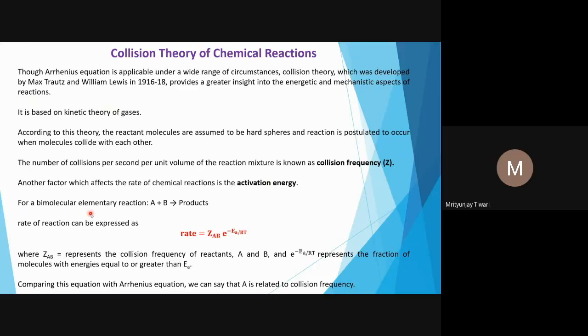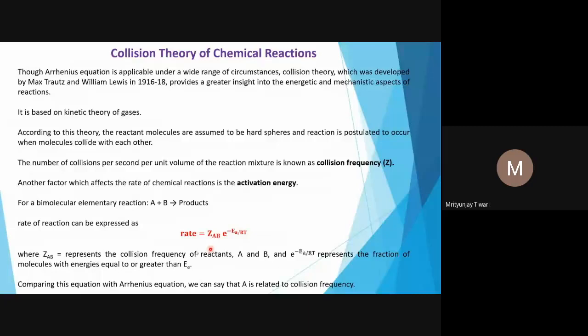So for a bimolecular elementary reaction, it is represented as A plus B gives product. The rate of a reaction can be expressed as rate is equal to Z_AB e to the power minus Ea by RT. These are the two factors: one is this and another is this. R is constant, and at a given temperature, if the temperature is fixed, so rate depends on these two values.